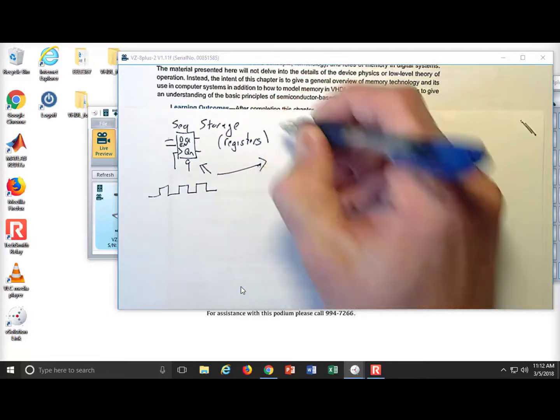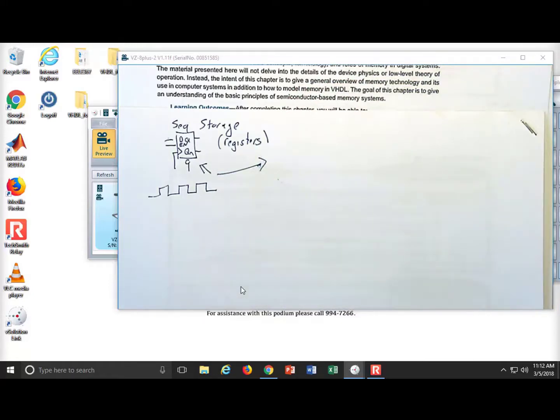Now, you know that a register is nothing more than a D flip-flop at this point, but you always think, we never use a D flip-flop alone anymore. It's always in groups of 8, 16, 32, 64, etc.